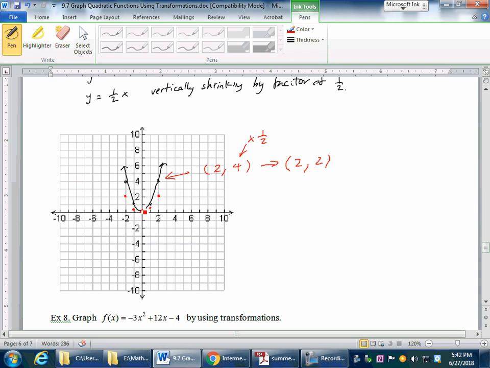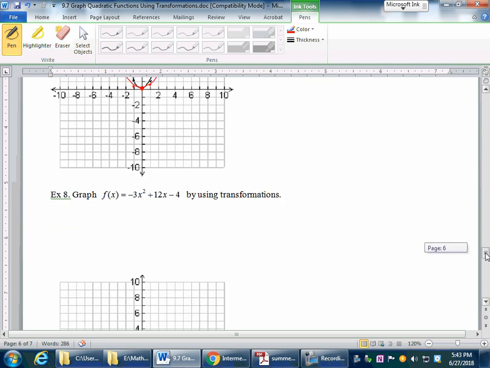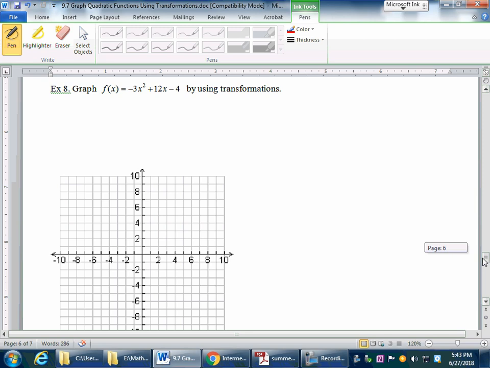So notice that the graph is vertically shrunk down, so therefore it was what? Wider. And that is my final graph for this shrinking. Earlier, I mentioned that if your function is written in general form, we won't be able to use the transformation.